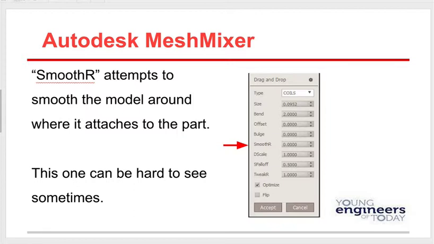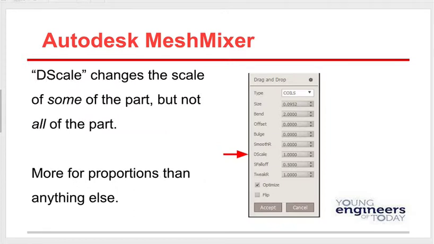Wherever it attaches the part, you use smooth, and the idea is to make it look like it blends in. So you bring the little arm in, it blends in with the rabbit. This helps with some proportions. Change scale of some parts, but not all the parts, kind of thing.